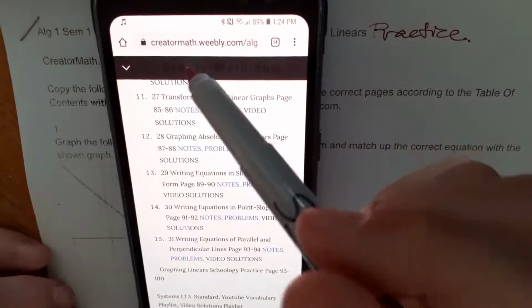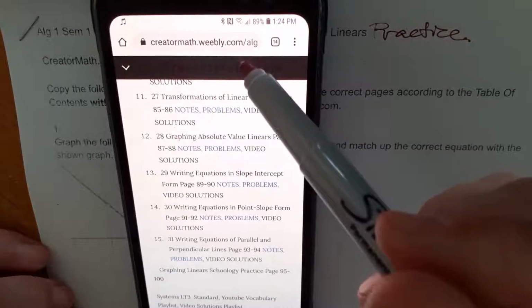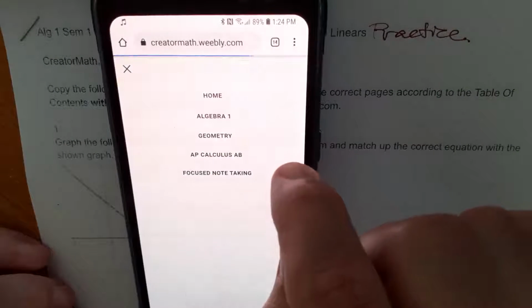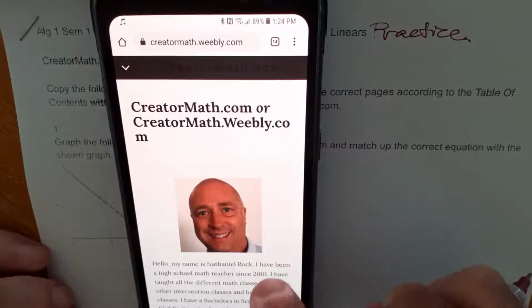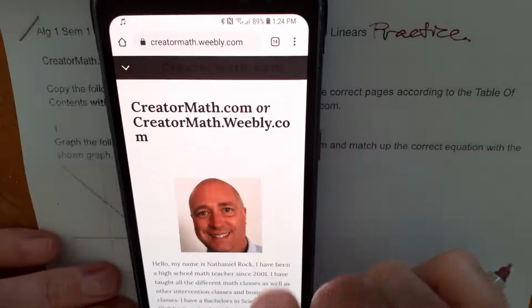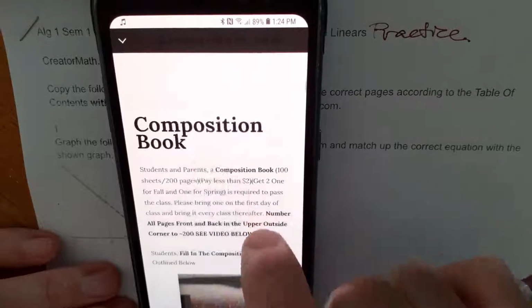So this is the name of the website. It's creatormath.weebly.com. If you Google that, you should be able to get to this homepage here. It should look like this. Any questions you have about the composition book? Students are always trying to figure out what goes where and how to number pages. Scroll down till you see the words composition book.